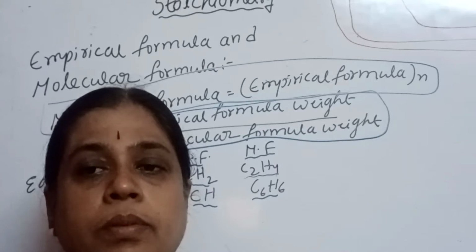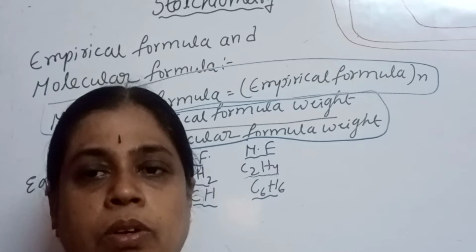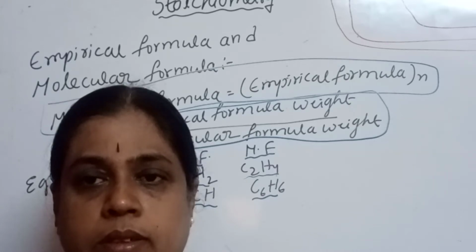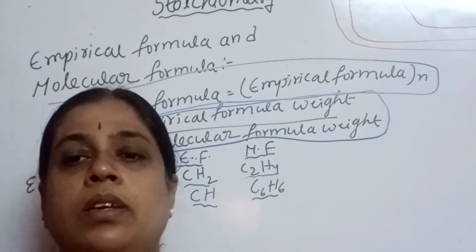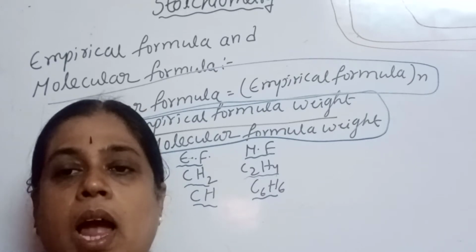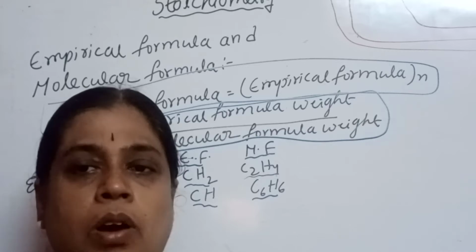So empirical formula means what? It is the formula which represents only the simplest whole number ratio of atoms, not the exact number. But molecular formula is the formula which represents the exact number of atoms present in a molecule.